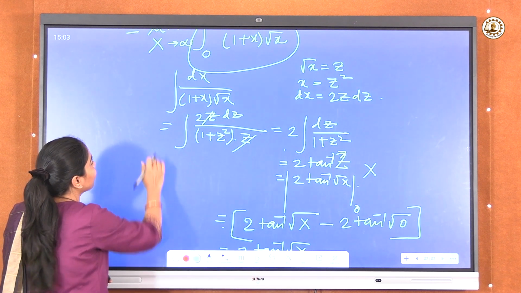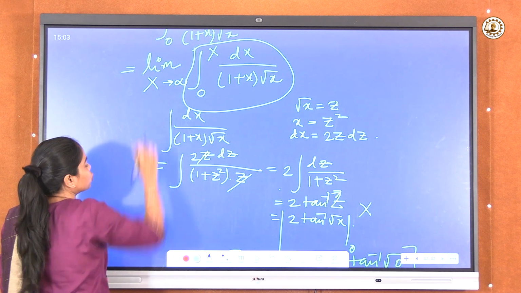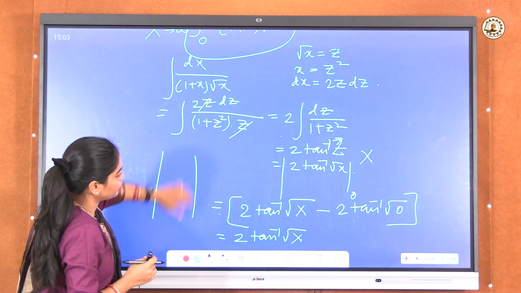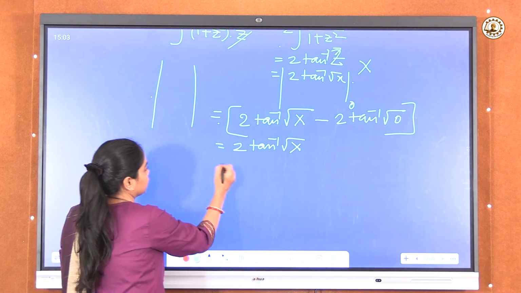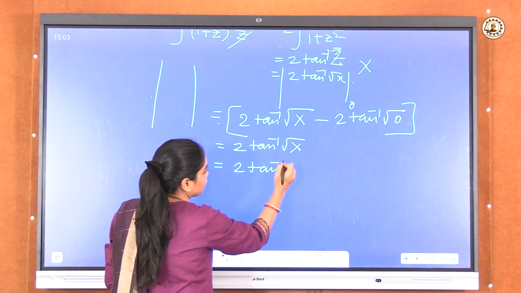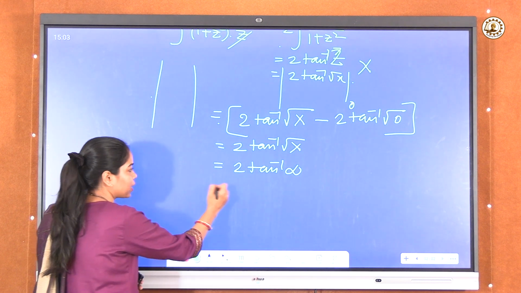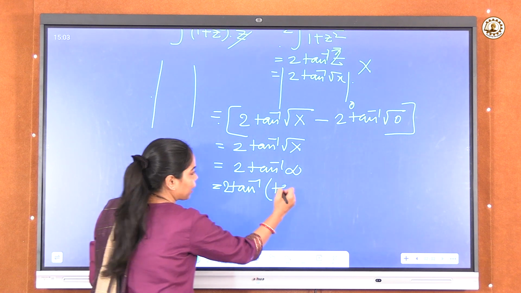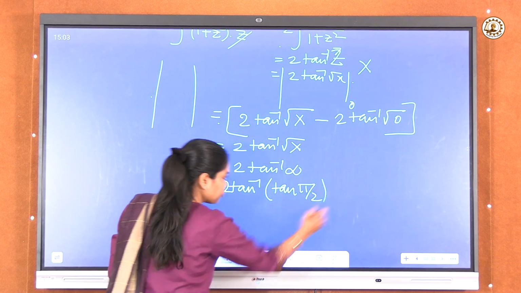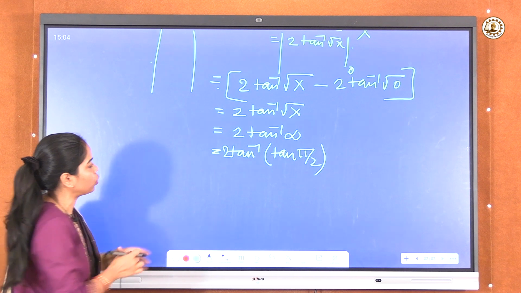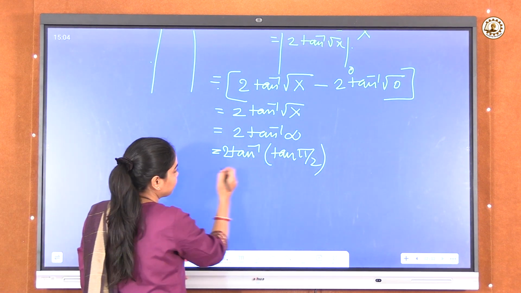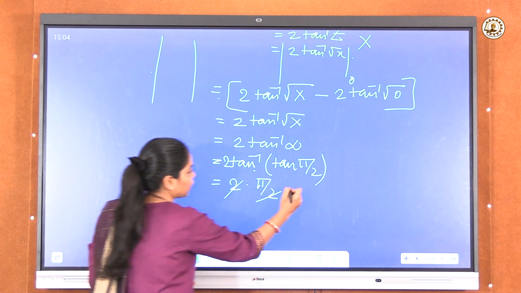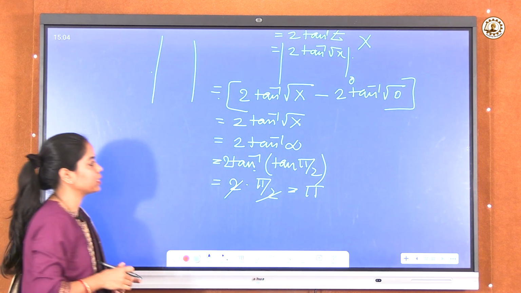Now what is the value of capital X? Capital X tends to infinity. So at last we put that in place of capital X, infinity, 2 tan inverse infinity, and we know tan inverse infinity is pi by 2, since the infinite value of tan is at pi by 2. Now 2 tan inverse tan pi by 2 will be 2 into pi by 2. The 2 cancels. The value of the integration is pi.